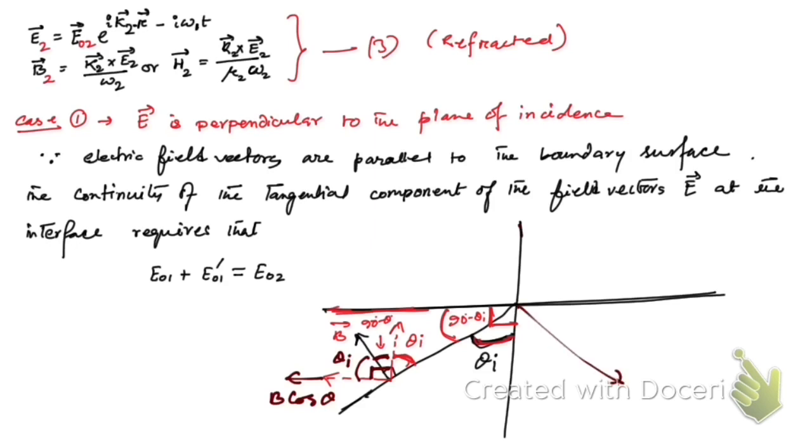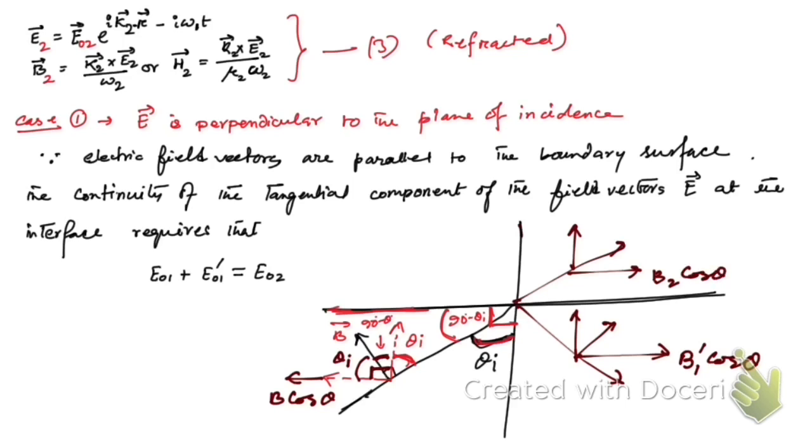Similarly for this one, here we're going to get tangential components in this direction, and in this direction is the perpendicular component. Here we're going to get B1 dash cos theta. Similarly for the transmitted wave, we're going to get B2 cos theta. Here we're going to get cos theta r, as we have taken this as theta r. The angle of reflection is equal to the angle of incidence, so here we can write theta I. Hope you have understood this.